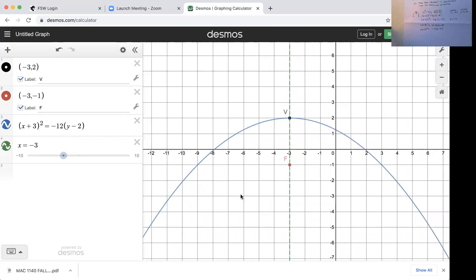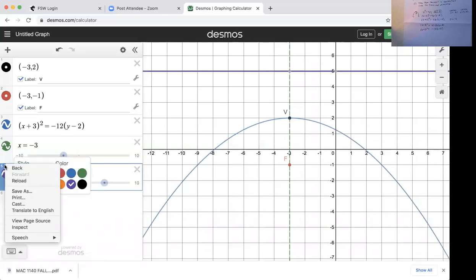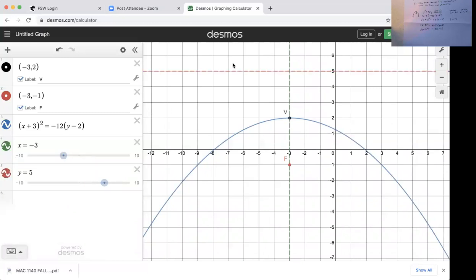How about our directrix? Remember, the parabola is a set of points equidistant from the focus and the directrix. So the distance here is 1, 2, 3 to the focus. I've got to go 1, 2, 3 here to the directrix. So the directrix is this horizontal line here. What would that equation be? It goes through 5. That equation is y equals 5. So there's our directrix at y equals 5, there's our axis of symmetry at x equals -3. We have our graph.